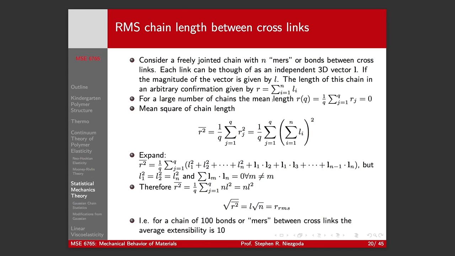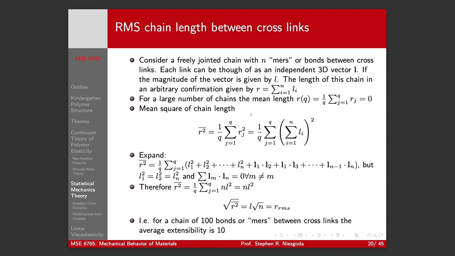So for a large number of chains, now this is for a single chain, now we're extending this to a whole bunch of chains. The mean chain length is just the arithmetic mean of the individual chains, right? Now, obviously this is going to be zero, because I'm going to have chains pointing in all different directions. So if I average over them, I'm going to have a zero average chain length.